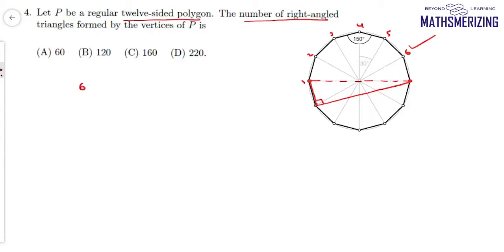So it can be done in 6C1 ways. Now suppose I select this one and the other point. How many right angle triangles can be formed? I have to choose any one point out of these 10 points. If I choose any one point out of these 10, then these 3 points will always form a right angle triangle. So there will simply be 10C1, so the total is 6 times 10, which is 60. So the number of right angle triangles that can be formed is 60. That's your option number A.